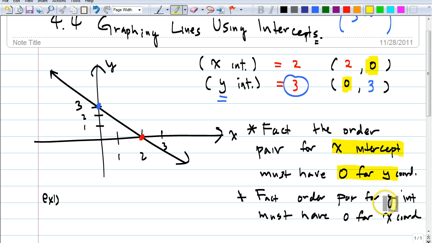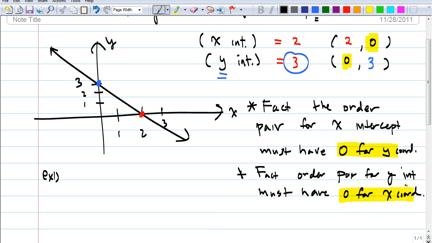For the x-intercept, y is 0, and for the y-intercept, x is 0. Anybody have a question? Yes, sir. The ordered pair for the x-intercept must have 0 for what? Y coordinate. Is that a plus? No, it's just a star. It's kind of hard to see it if I write it in words like this, it's confusing. So let's just write it down.